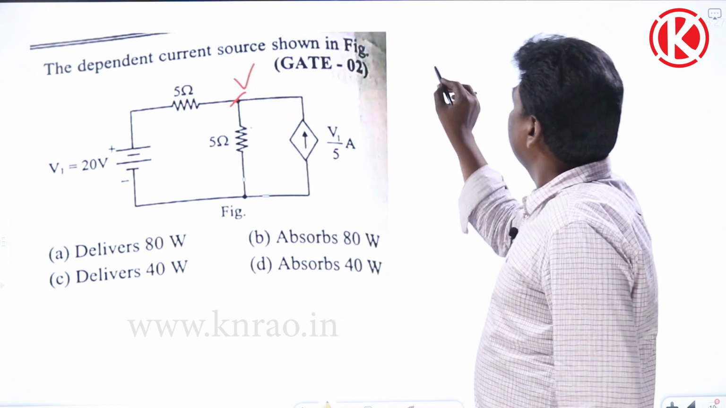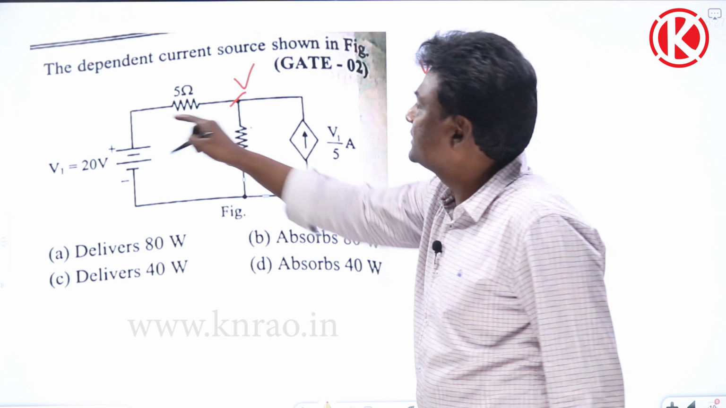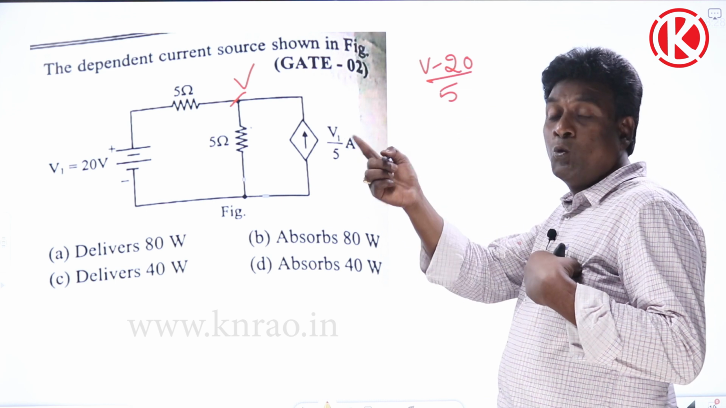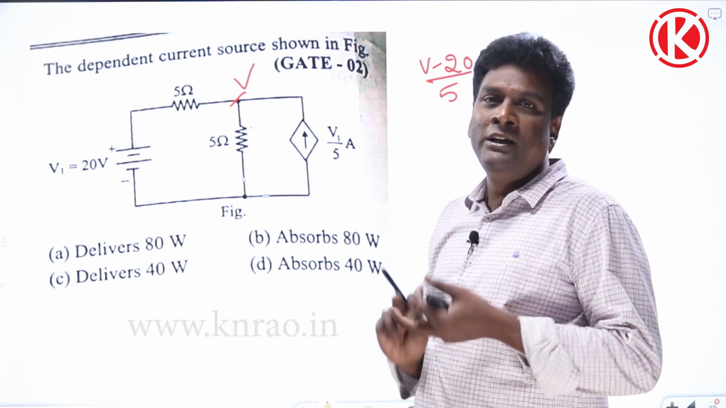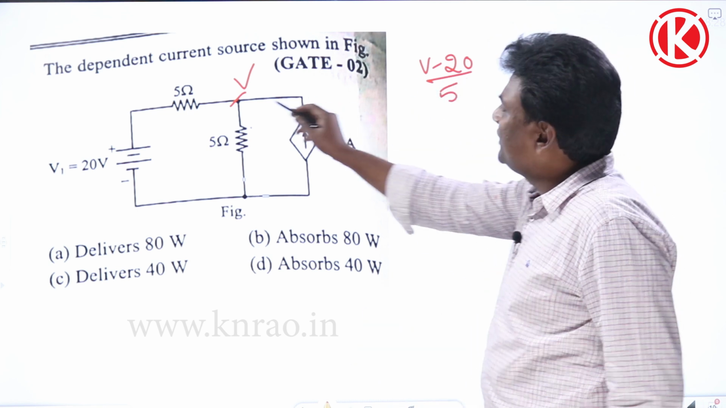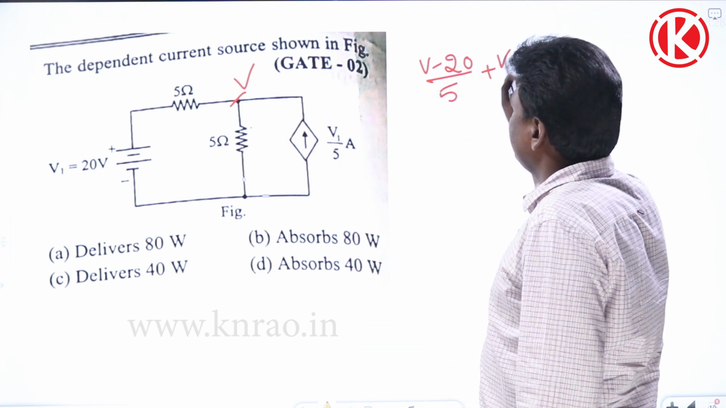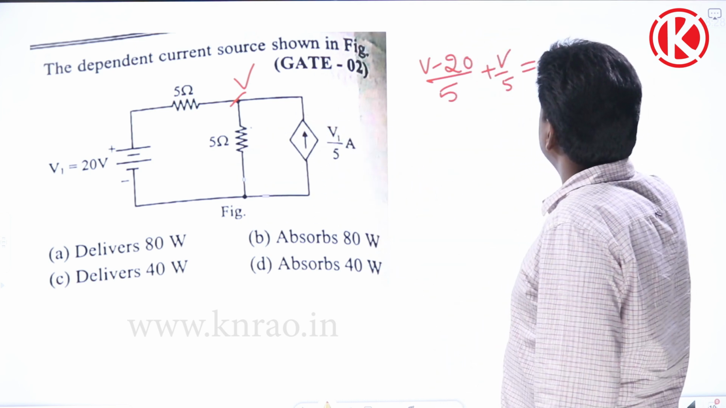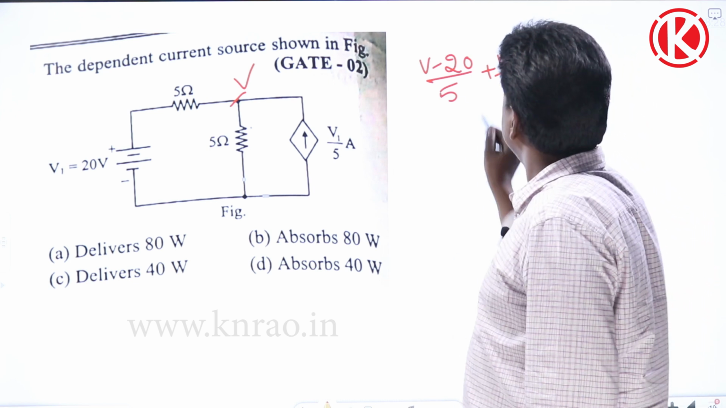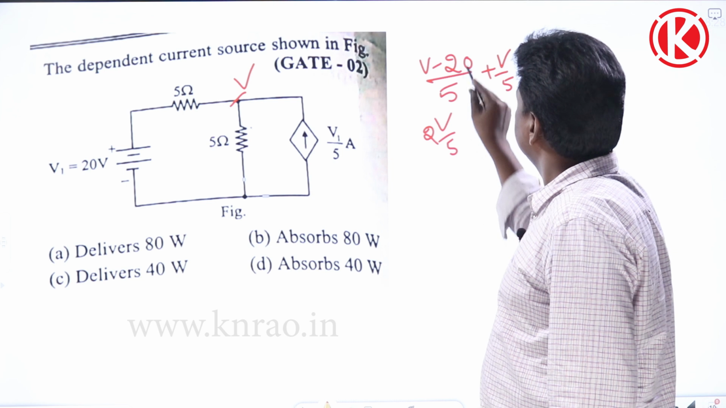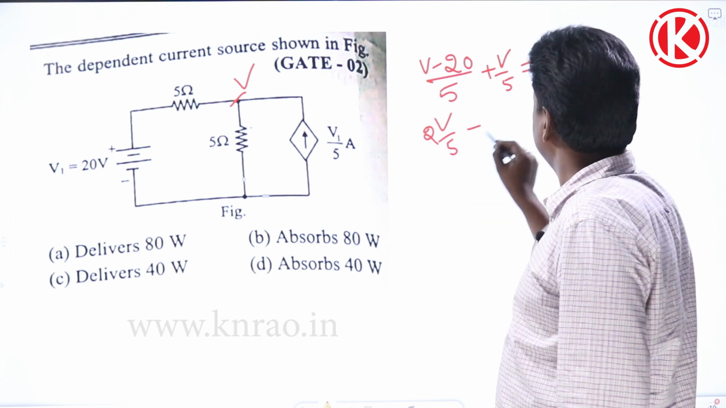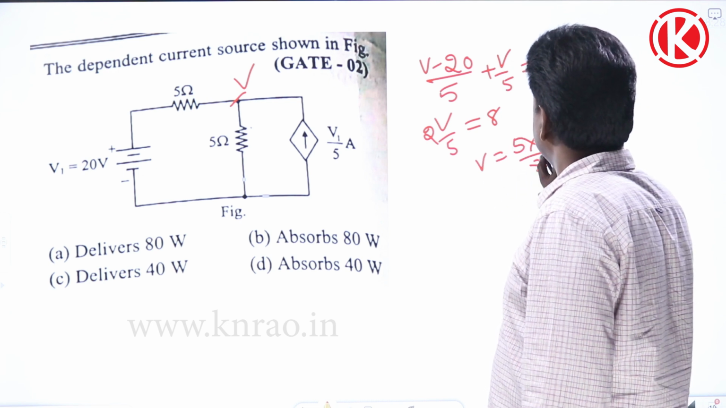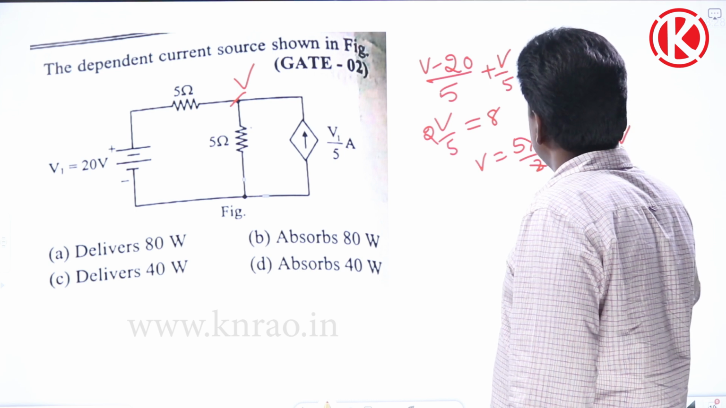V minus 20 leaving current. Already we know, right? We have taken leaving currents as positive, because voltage drop we are going to consider as positive in order to match with the duality and all. Anyway, V minus 20 by 5 plus V by 5 leaving current plus are equal to, because this is entering current, equal to 4. Simplifying, 2V by 5 minus 20 by 5 equal to 4, so 2V by 5 equal to 8. So V equal to 5 into 8 by 2, so it's going to be 40 volts.